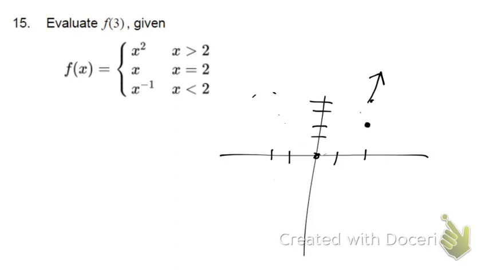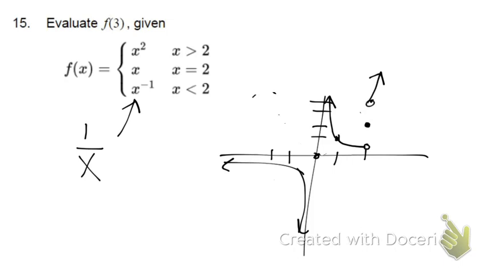And last but not least, it's x to the negative 1 when x is less than 2. Do you remember what x to the negative 1 is? How do I rewrite that without a negative exponent? 1 over x. That's a rational function. It looks like this. All right, and it gets cut off right there when x is less than 2. Looks like that. So that's what this piecewise function looks like. Not very pretty, but that's a piecewise function.